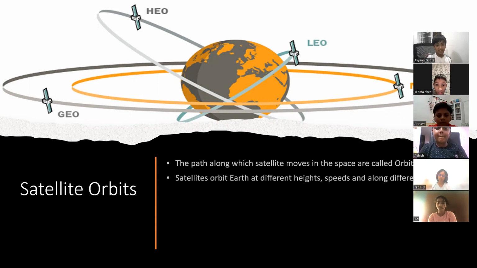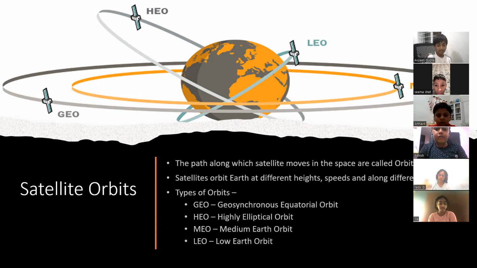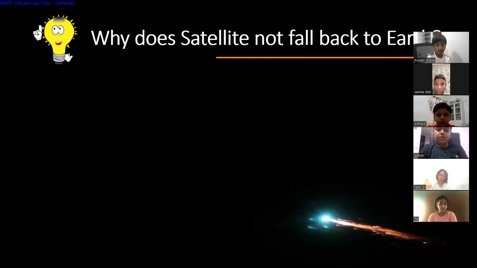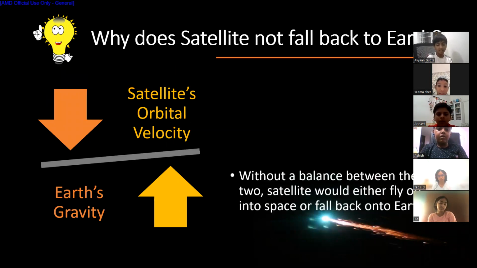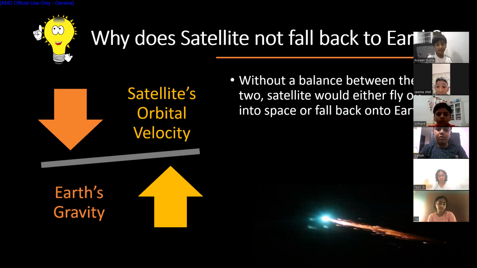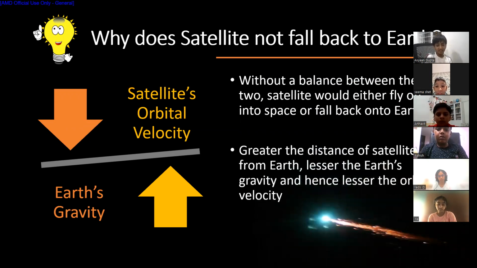Satellites orbit Earth at different heights, speeds, and altitudes. Different types of orbits are geosynchronous equatorial orbit, highly elliptical orbit, medium Earth orbit, and low Earth orbit. Do you know why a satellite does not fall back to Earth? It depends on two factors: the satellite's orbital velocity and the Earth's gravity. Without a balance between these two, a satellite would either fly off into space or fall back onto Earth. The greater the distance of a satellite from Earth, the lesser the Earth's gravity and hence the lesser the orbital velocity.